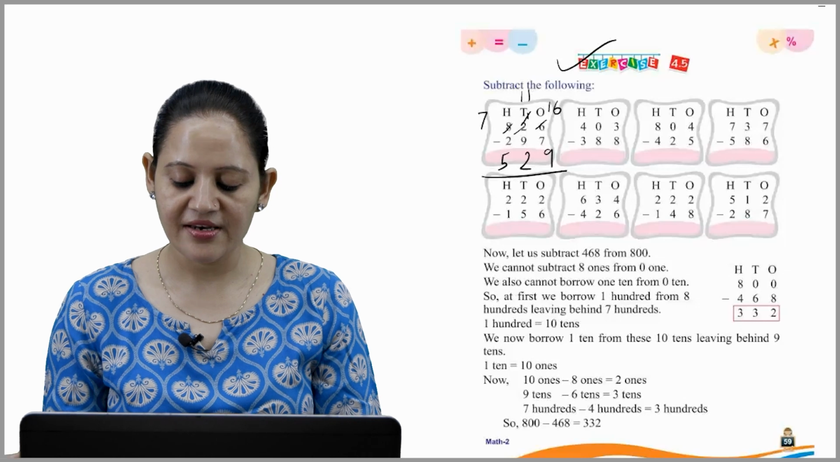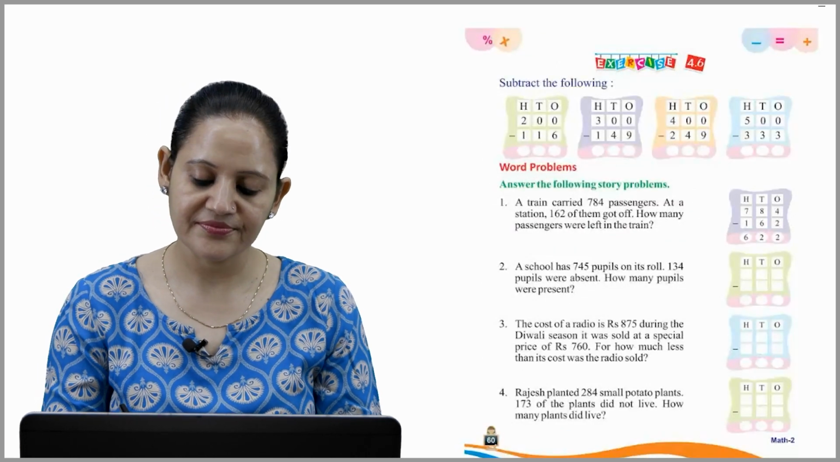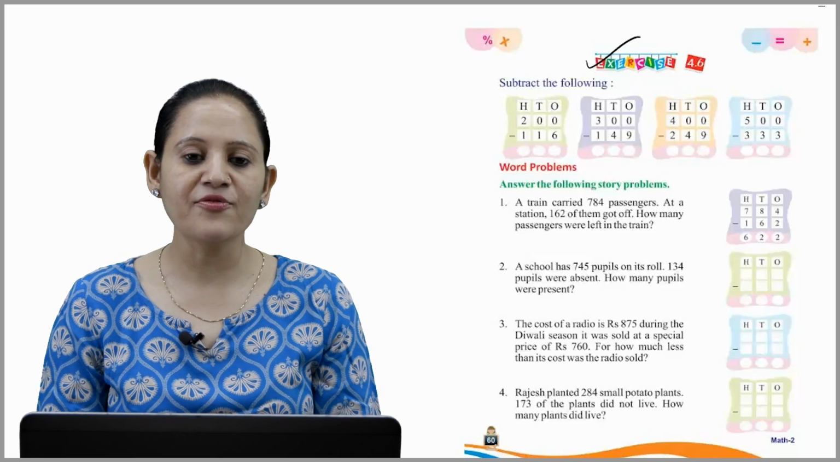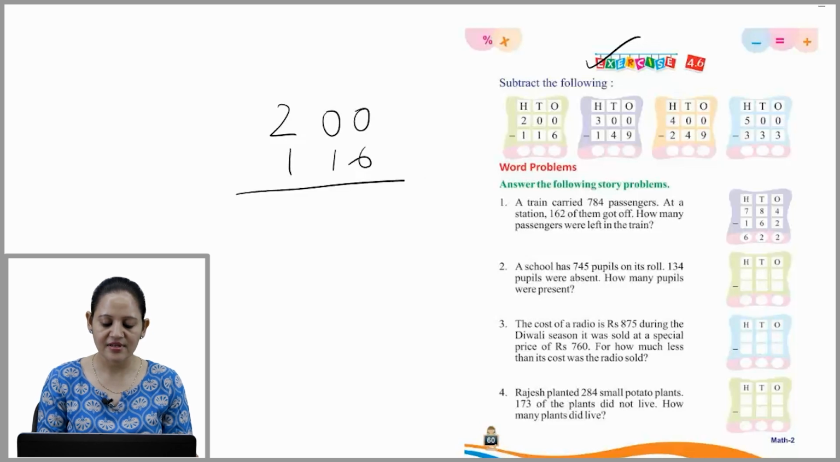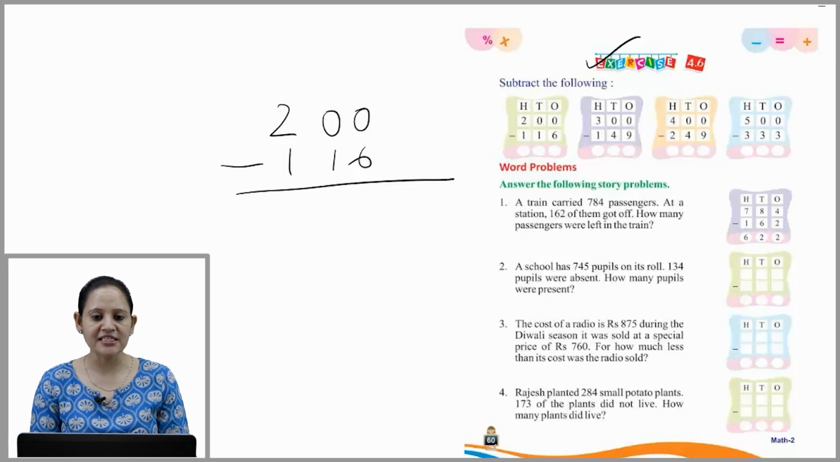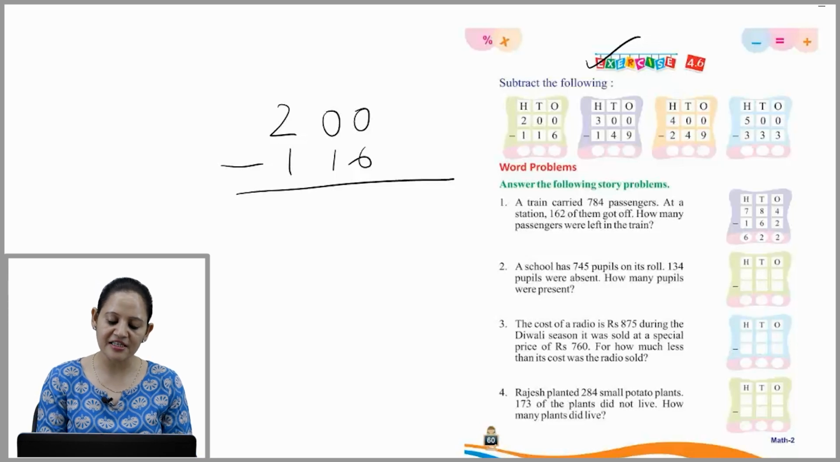Clear? Next is exercise 4.6. Subtract the following. 200 में से हमें subtract करना है 116. Now we cannot subtract 6 from 0. So, we'll borrow from tens place, but here again it's 0. So, हम क्या करेंगे? सबसे पहले 100 की place से borrow करेंगे. So, it become 1 and it become 10.